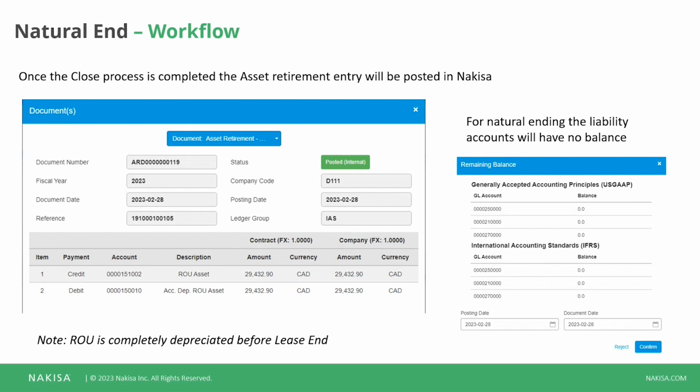Of course, for this type of scenario where you have a natural end, the right of use asset is completely depreciated. So the retirement is pretty much a reversal of the gross book value and the accumulated depreciation recognized. And for natural lease end, the assumption is that there's no balance remaining because you posted everything, all the payments, all the accruals. So then at the end, there won't be any balance for the liability accounts.